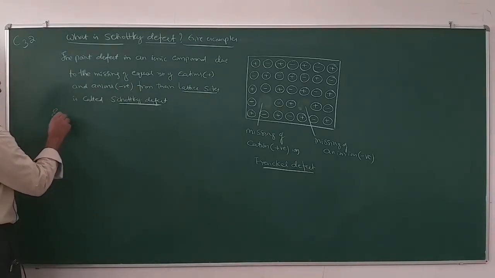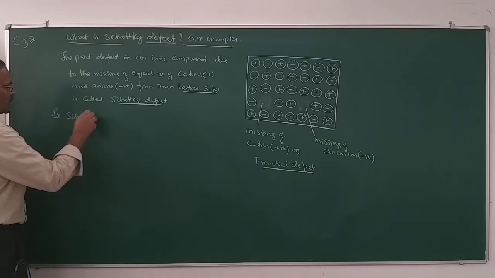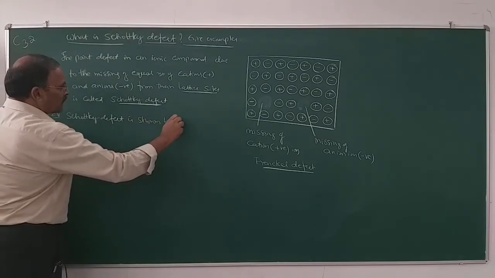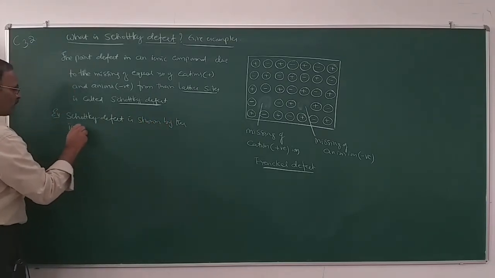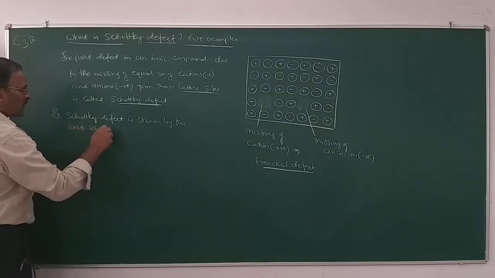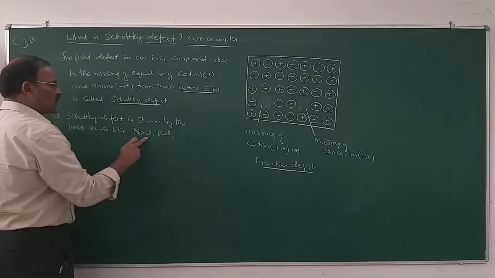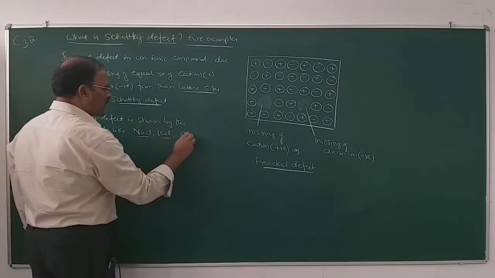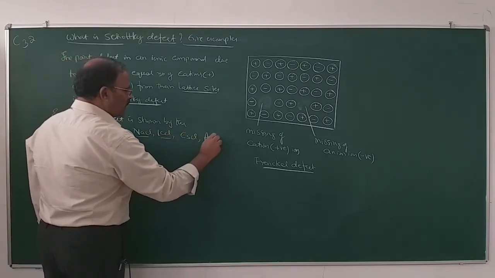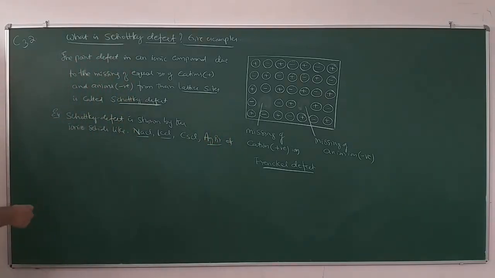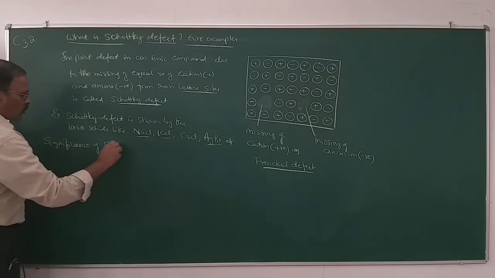Example: Schottky defect is shown by ionic solids like NaCl, KCl, sodium chloride, potassium chloride, cesium chloride, AgBr, silver bromide, etc. Now let us study the significance of Schottky defect.